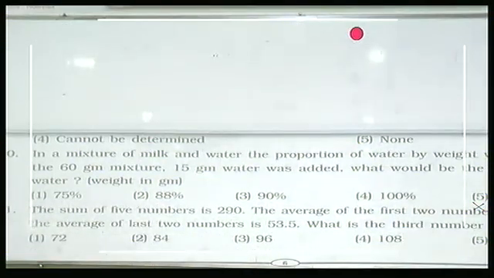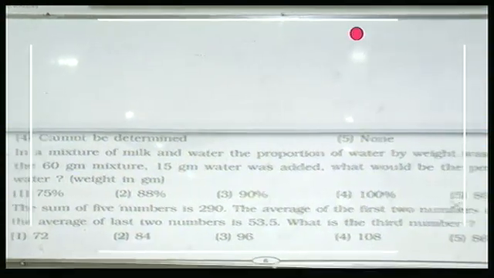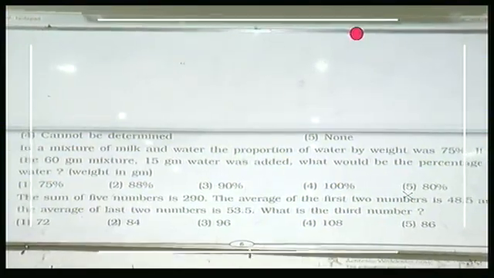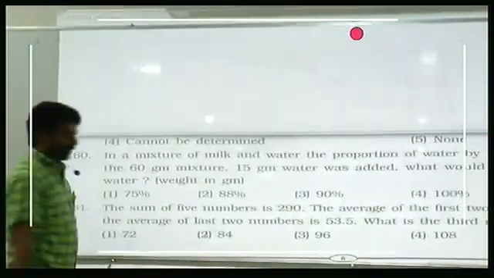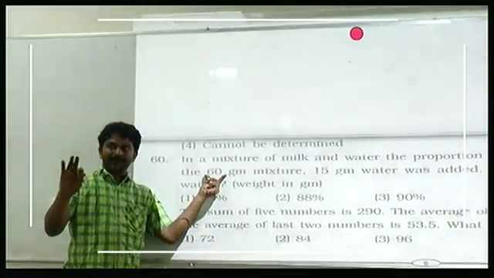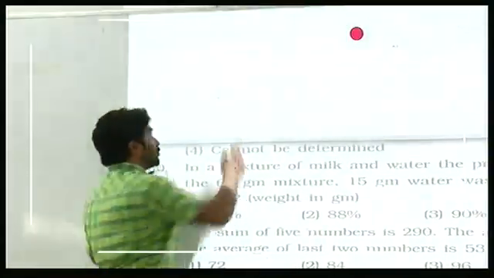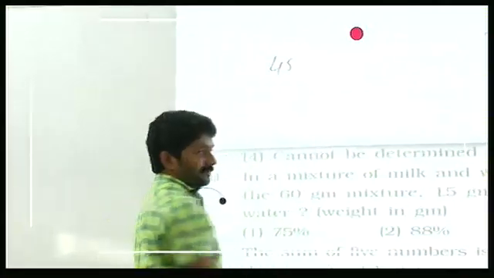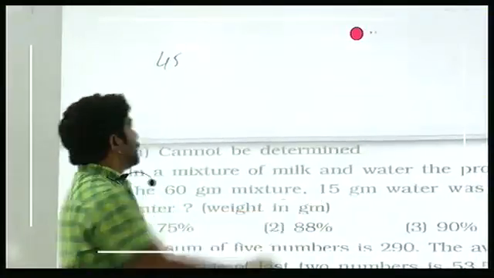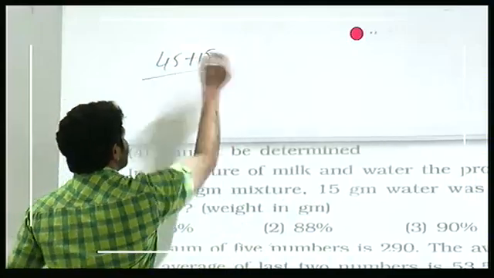60th. In a mixture of milk and water, the proportion of water by weight was 75%. If in 60 grams of mixture you have 75% water, first of all tell me what is 75% of 60? Half and half. Half of this is 30, again half is 15, 30 plus 15, 45. So we already have 45 grams of water. And then 15 grams of water is added. So now you have 60 grams of water.